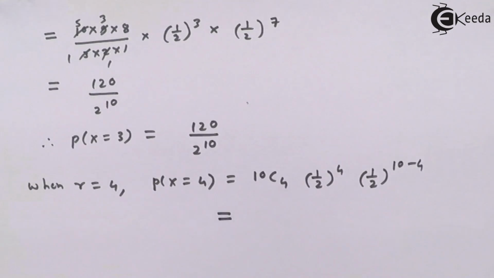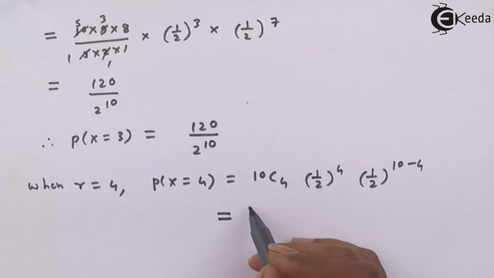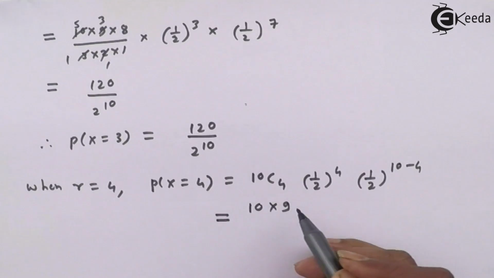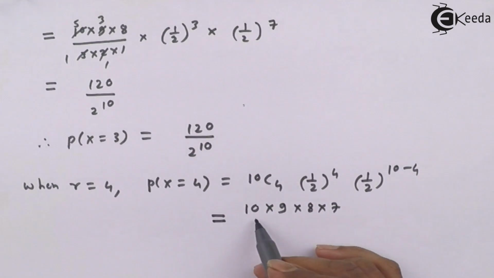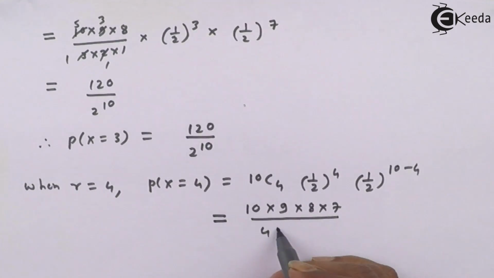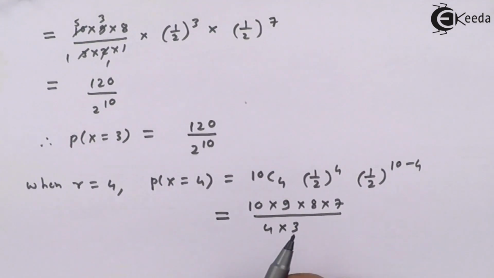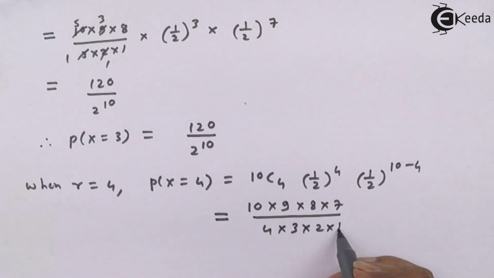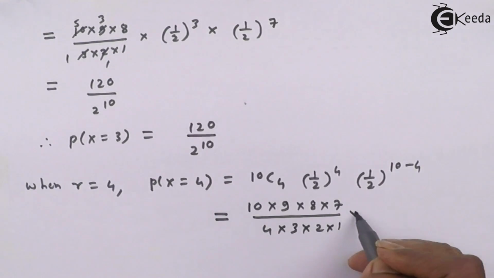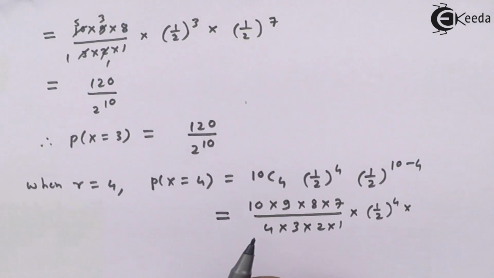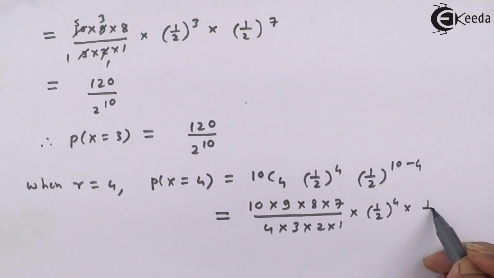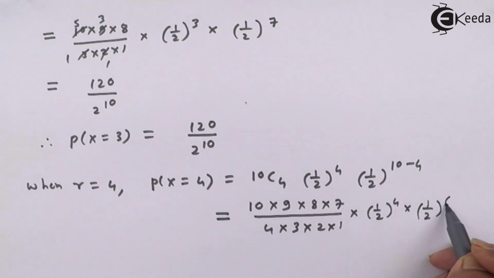So that is equal to, again, 10c4, which can be calculated as 10 into 9 into 8 into 7, total 4 numbers, upon, in the denominator, we have 4 into 3 into 2 into 1. Then into 1 upon 2 raised 4, we write as it is, into 1 upon 2 raised 10 minus 4, which gives 6. So 1 by 2 raised 6.